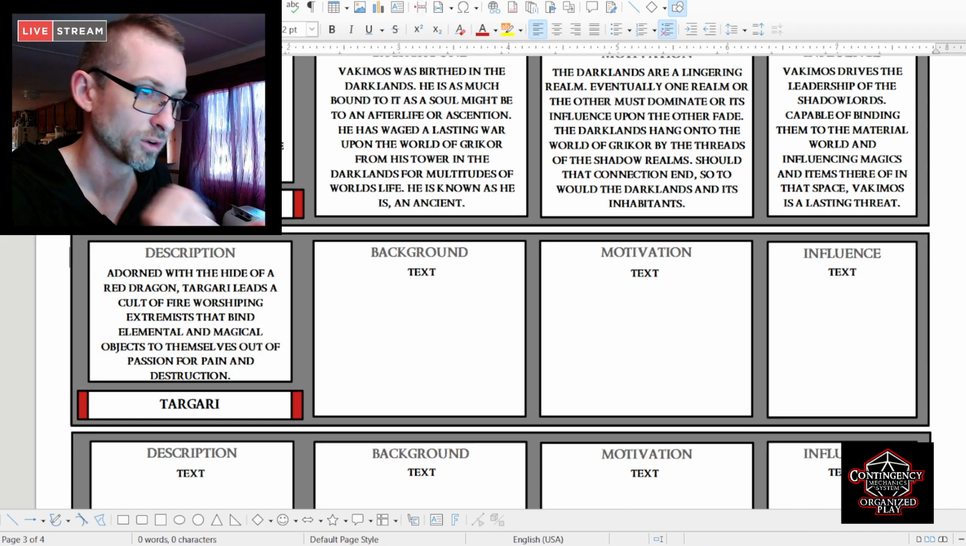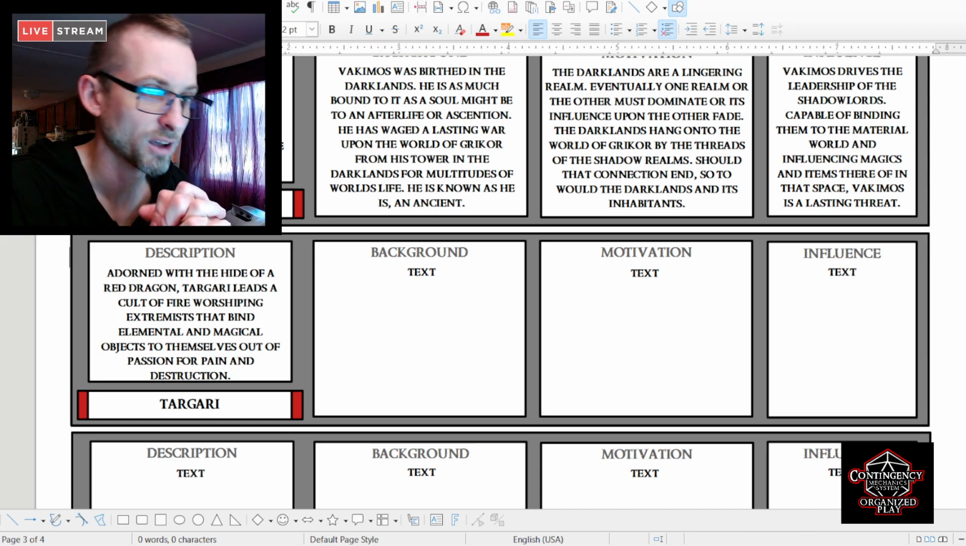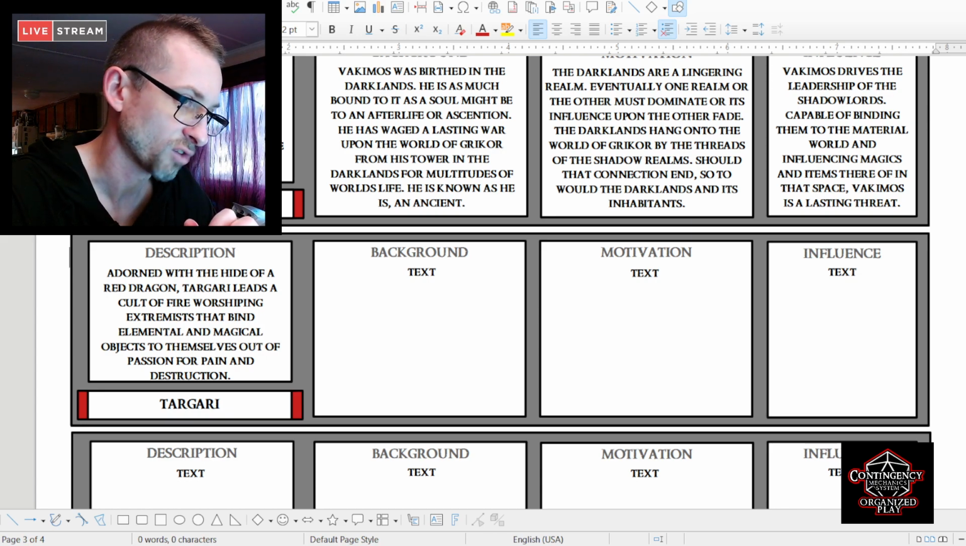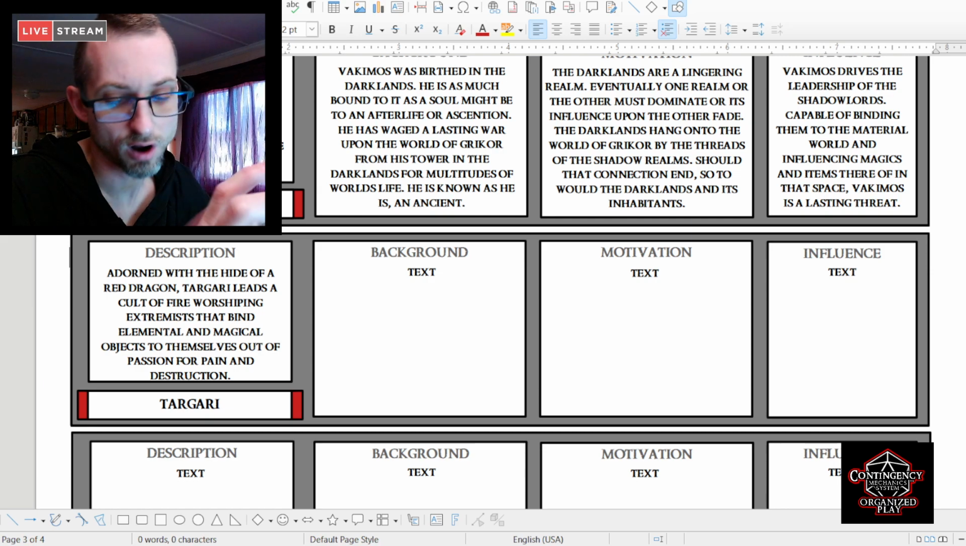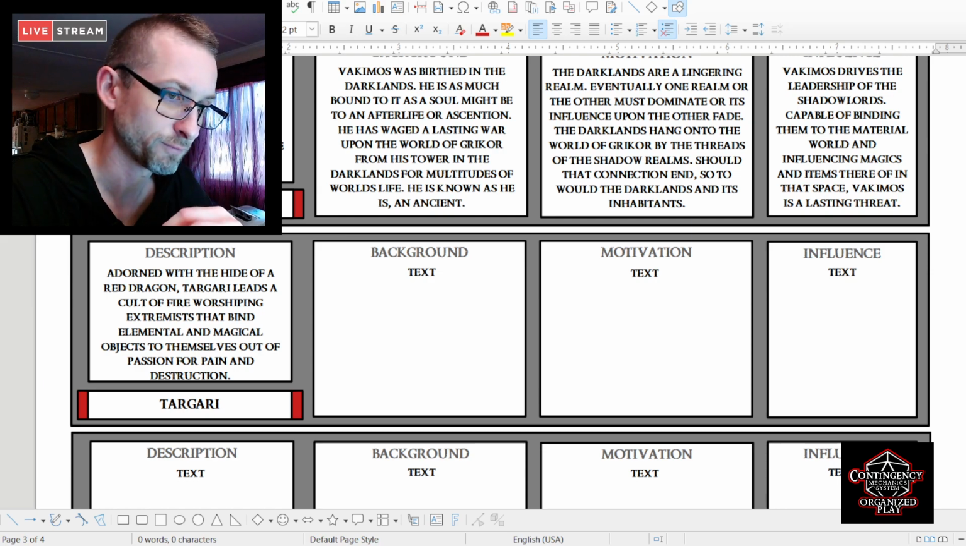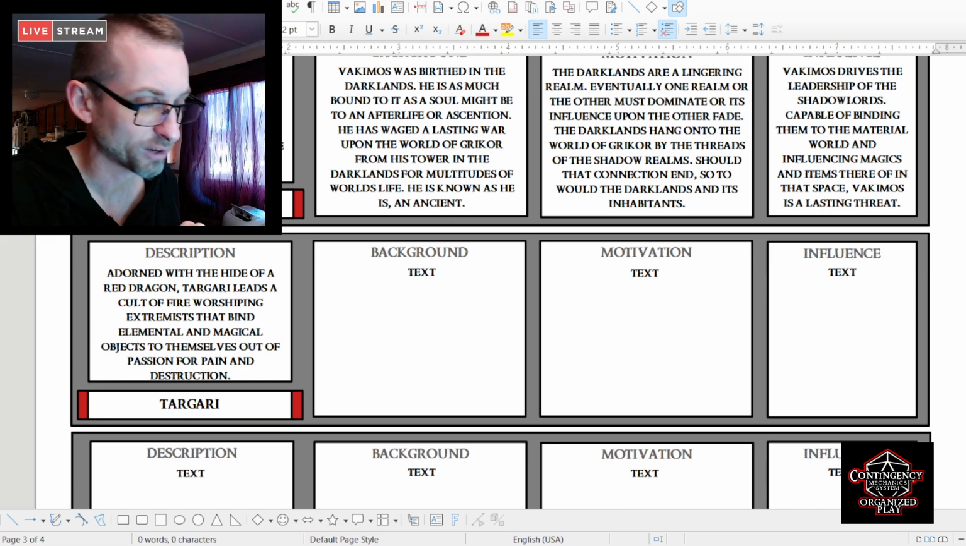So, adorned with the hide of a red dragon, Targaryen leads a cult of fire-worshipping extremists that bind elemental and magical objects to themselves out of passion for pain and destruction. Extremists. You know, they'll sever off their own arm and bind something to that location if they feel the need warrants. Background.